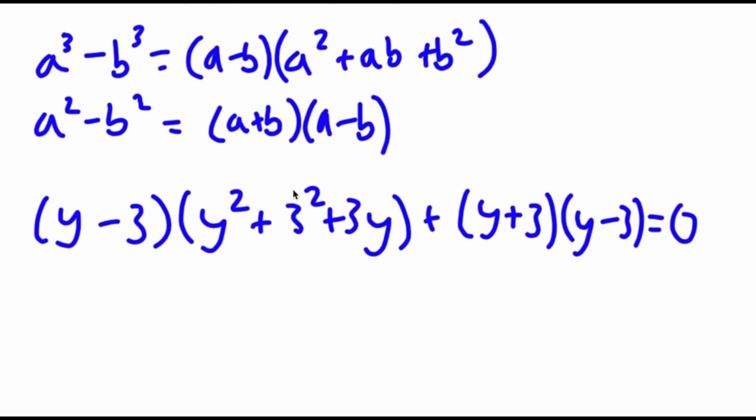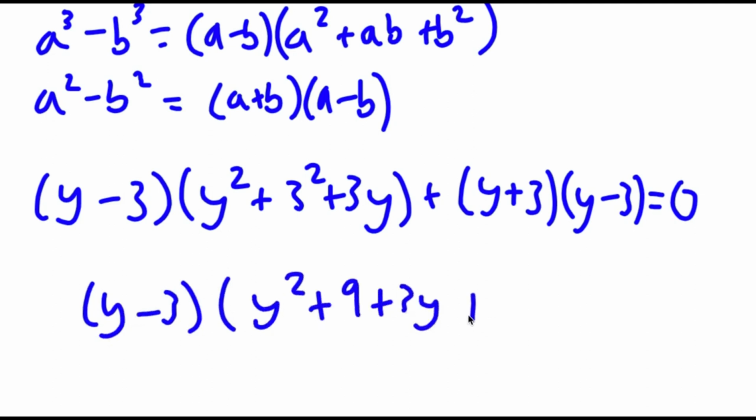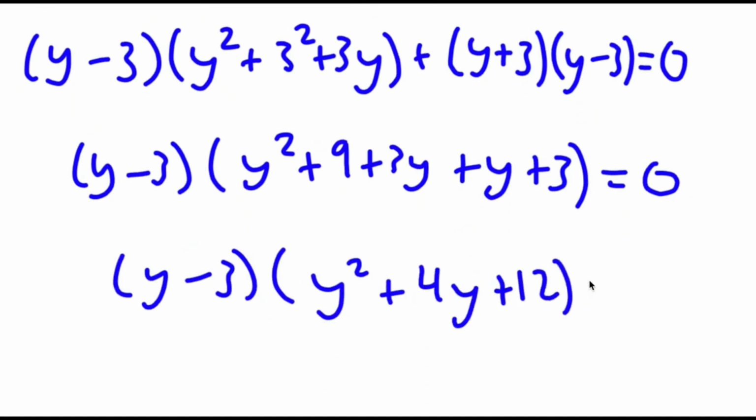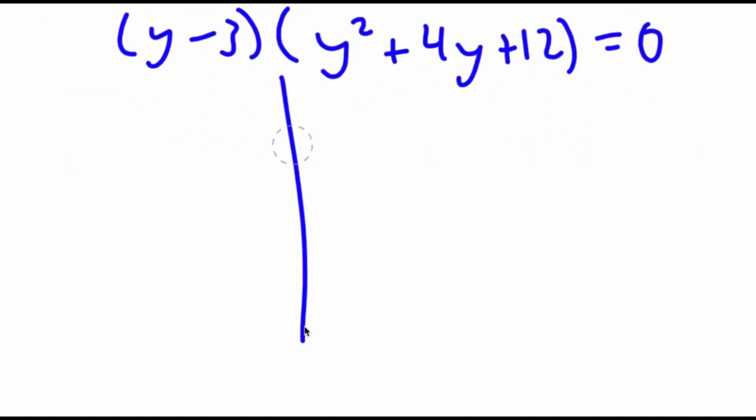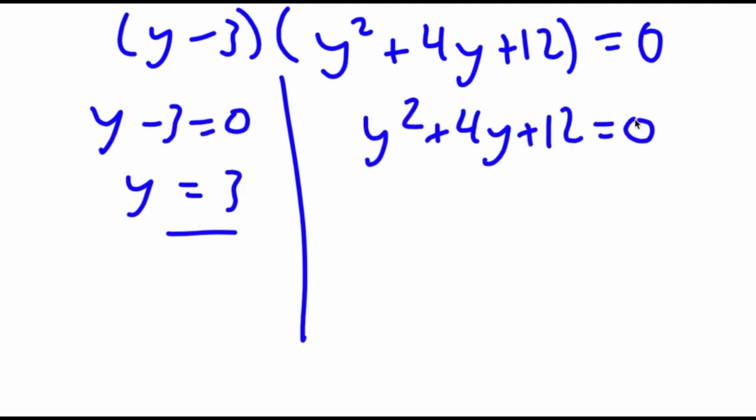and this is equal to 0. Now if I factor out y minus 3, I get y minus 3 times y squared plus 9 plus 3y plus y plus 3. This is equal to 0. And this simplifies into y minus 3 times y squared plus 4y plus 12 is equal to 0. So this gives me two equations. y minus 3 is equal to 0, which means y equals 3. This is one solution. And y squared plus 4y plus 12 is equal to 0.